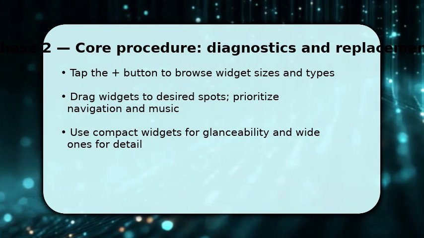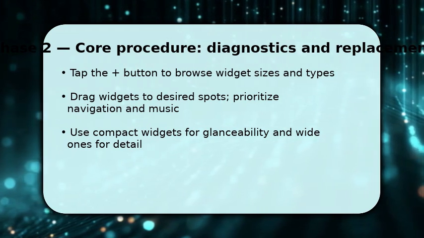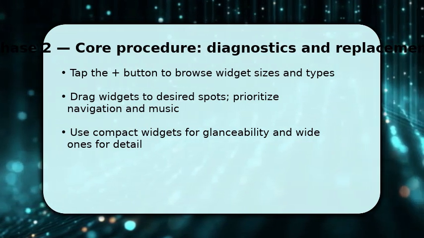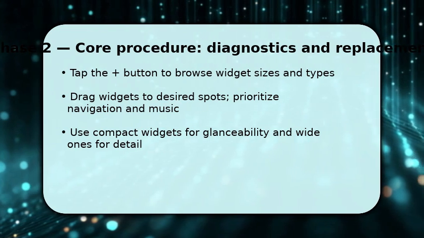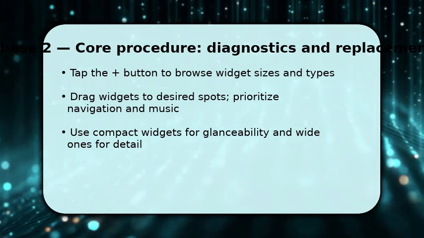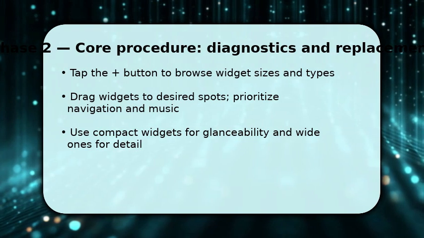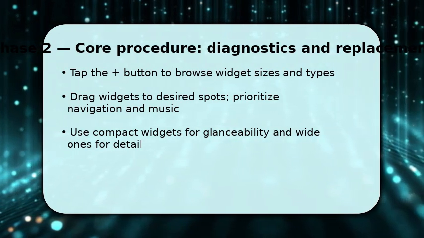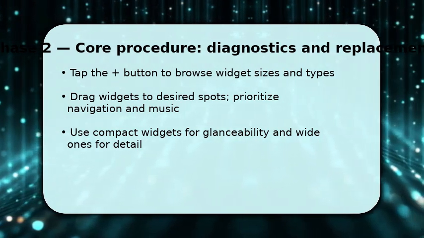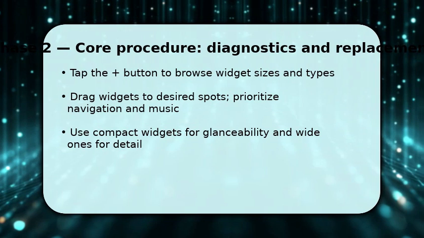Drag your preferred widgets into place, putting navigation, music, or calendar where they're easiest to reach. This reduces distraction. Make sure to mix compact glance widgets with one detailed widget for quick controls. When satisfied, press Done or Home. CarPlay remembers layout per car, so you don't need to repeat often.